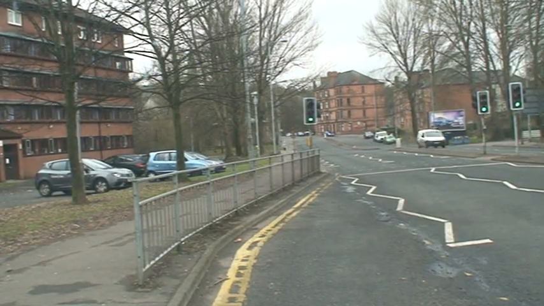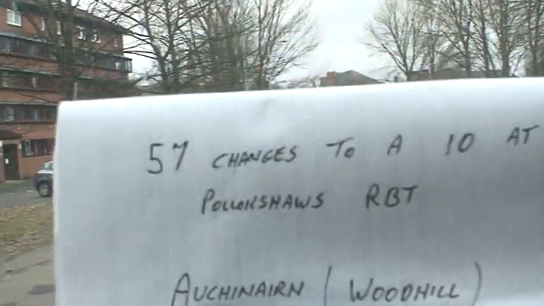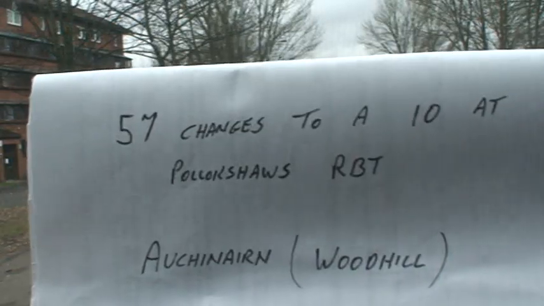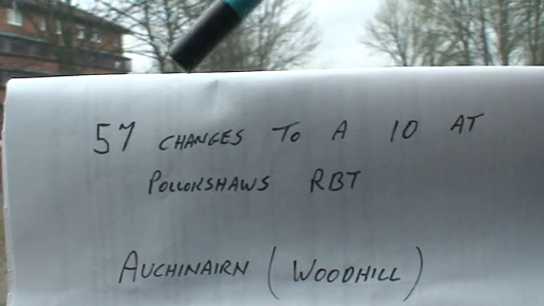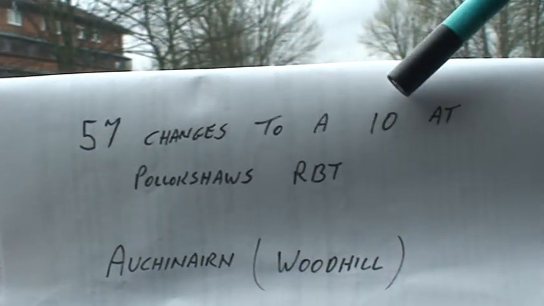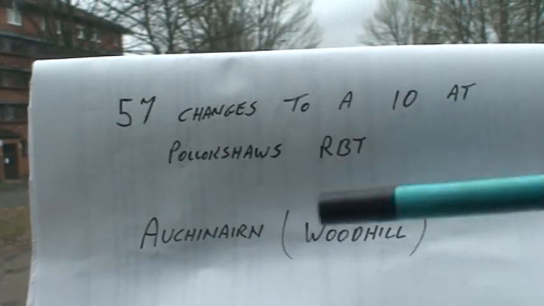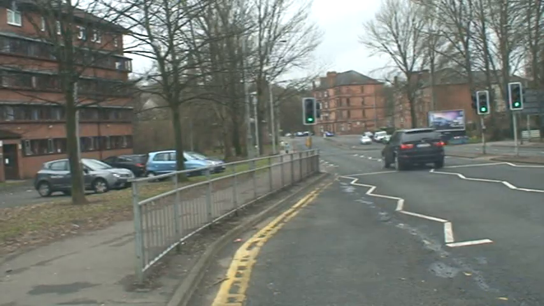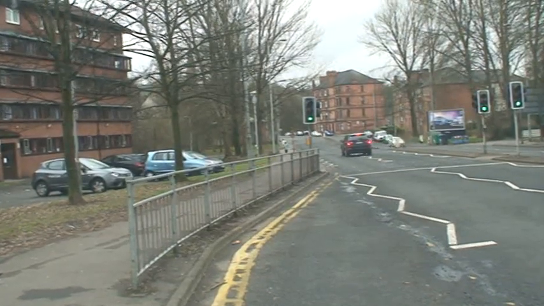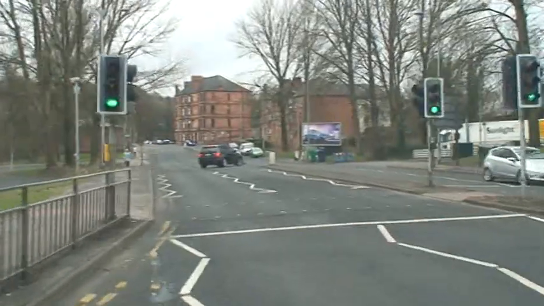Now we're down at Pollockshaw's roundabout again, and it's to show the changeover from the 57 service to a number 10 service. So Pollockshaw's roundabout, generally a 57 service will change to a 10 service at Pollockshaw's roundabout. Now the 10 service should generally show Auchinairn Wood Hill. We're just going to carry on in the Thornleybank Road and show the service 10. So now we're a 10.